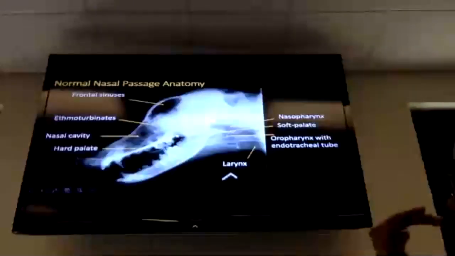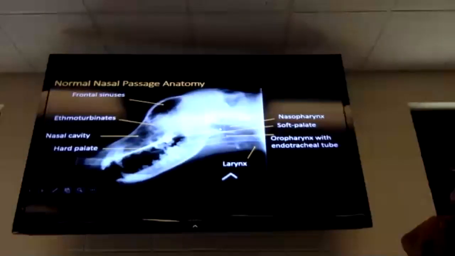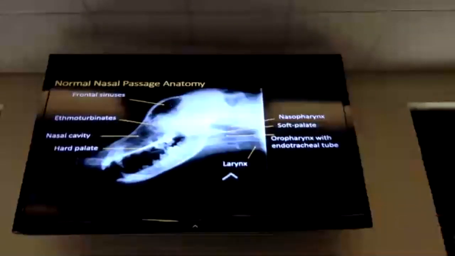Soft tissue opacity, your soft palate. The soft palate basically divides the pharynx into two subcompartments. Dorsal to the soft palate will be the nasopharynx, and ventral to the soft palate will be the oropharynx. So the endotracheal tube is passing through the oropharynx. Okay, so all of this area is oropharynx. And this is nasal cavity and ethmoid turbinates, frontal sinuses. At least you should be able to identify and interpret those structures. Okay.